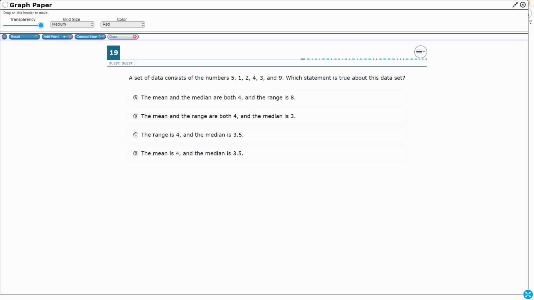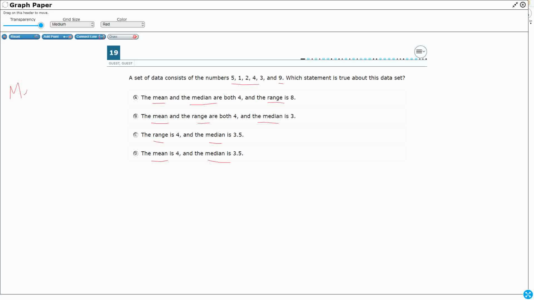So we have a set of data, and it just tells us what they are. Very simple single-digit numbers, and we need to find a statement that is true about the data set. Now look at our answer selections here. Mean, median, range, repeat again, and then median, median, mean, and range. So let's figure those three out.